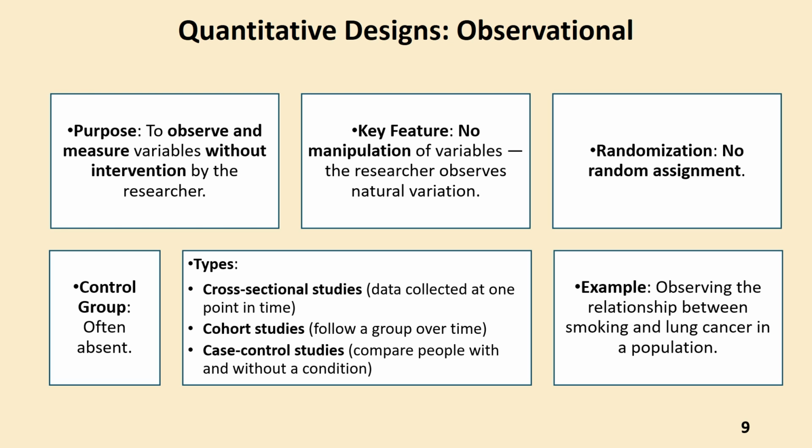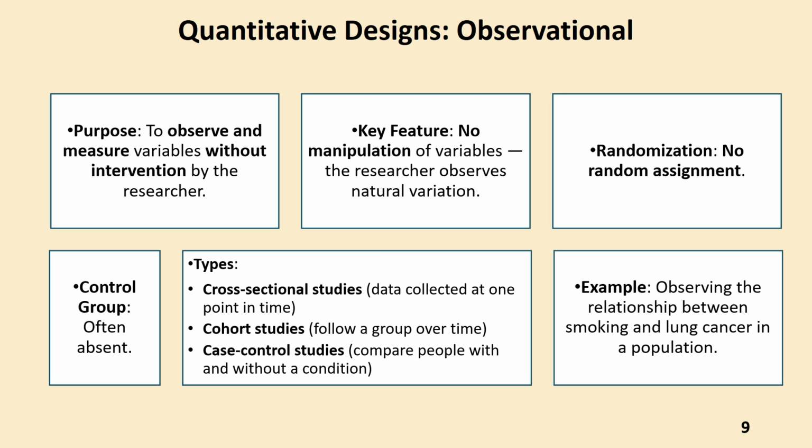Purpose: to observe and measure variables without intervention by the researcher. Key features: no manipulation of variables; the researcher observes natural variation. Randomization: no random assignment. Control group often absent. Types: cross-sectional studies, where data is collected at one point in time.